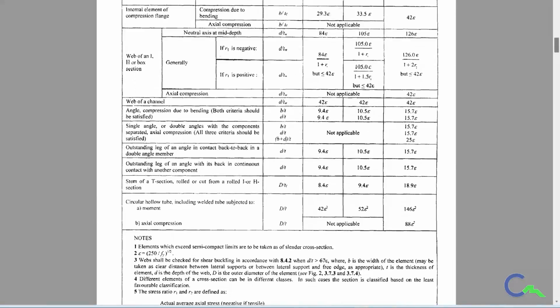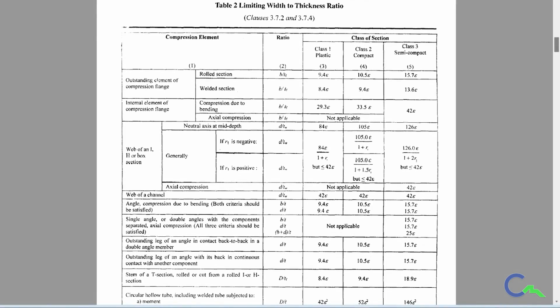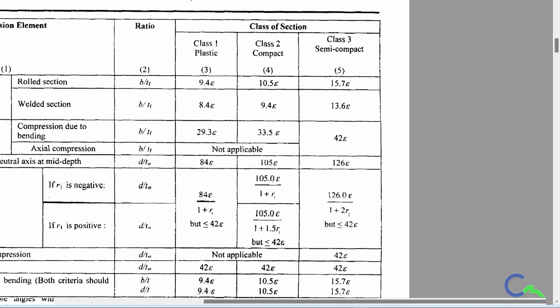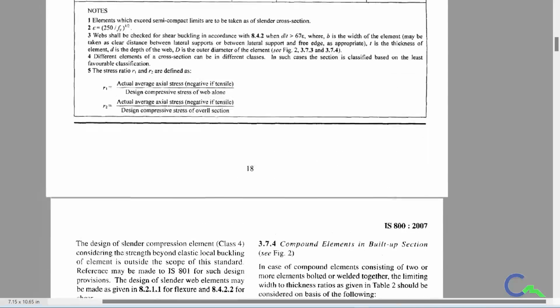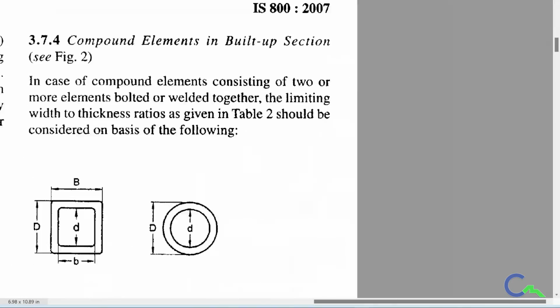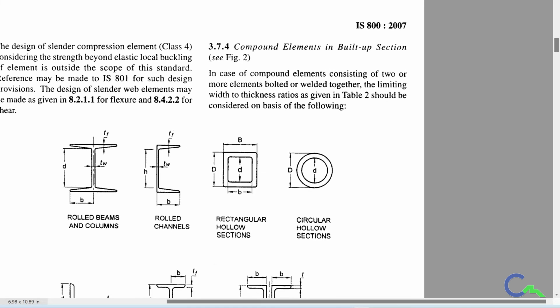In the page number 18, you can get outstanding element of compression flange row for the rolled section B by TF should be less than 9.4 epsilon, first row. And in the fifth row for the web we are going to get neutral axis at mid depth. For the I section, neutral axis at mid depth, therefore D by TW should be less than 84 epsilon. So what is B and D, you can calculate from page number 18. You can refer this particular figure, so you can find out.